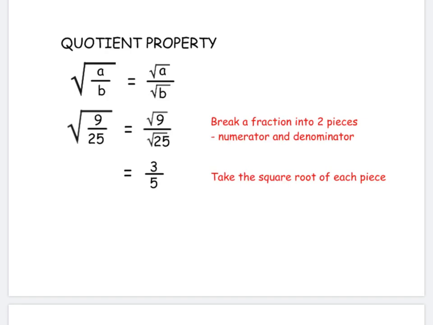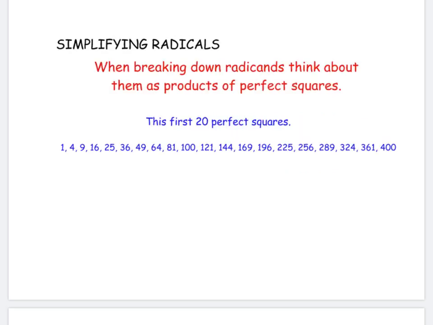So if we're looking at the example, the square root of 9/25, I can simplify that and say the square root of 9 over the square root of 25, each piece separately. And then I can evaluate both. The square root of 9 is 3, and the square root of 25 is 5. So my final answer simplified would be 3/5.